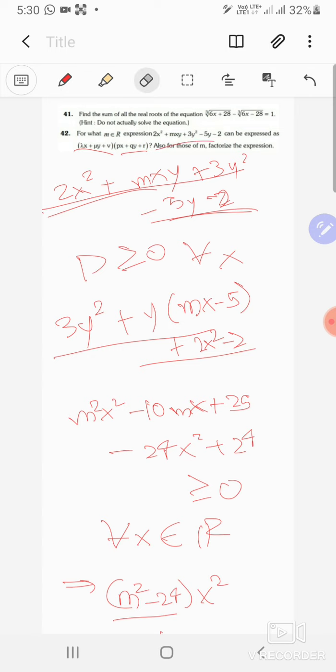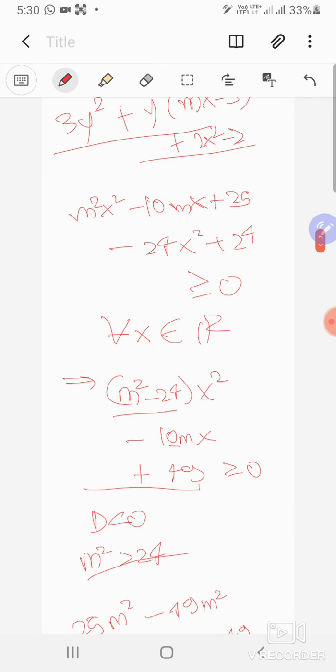Also for those values of m, factorize the expression. How do we solve that thing? Yeah, that we do not know how to solve. We want to factorize the expression. Well, we did find a discriminant somehow. So m squared x squared, that's fine, just move on. So we'll have m squared minus 24 into x squared, minus 10 mx, plus 49. That looks correct.